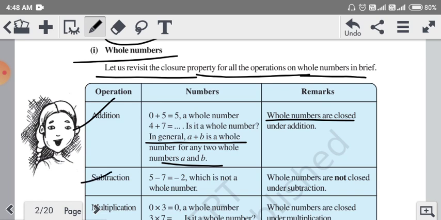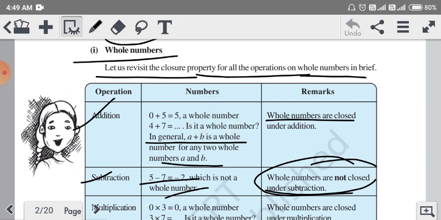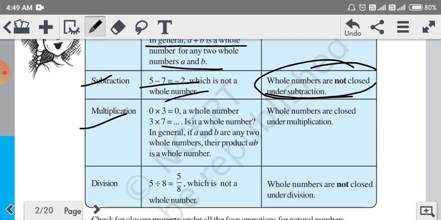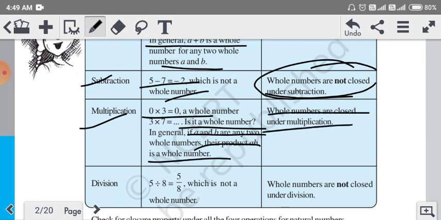कहते subtraction, 5 minus 7 is equal to minus 2, which is not a whole number. So whole numbers are not closed under subtraction. ठीक है, तो whole numbers क्या हैं? Closed नहीं होते under subtraction. मल्टीप्लिकेशन में देखते हैं, that is 0 into 3 is equal to 0, a whole number. 3 into 7 is equal to 21, is it a whole number? In general, if a and b are any two whole numbers, their product ab is a whole number. Whole numbers are closed under multiplication.